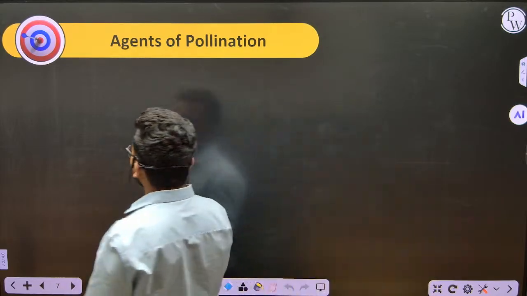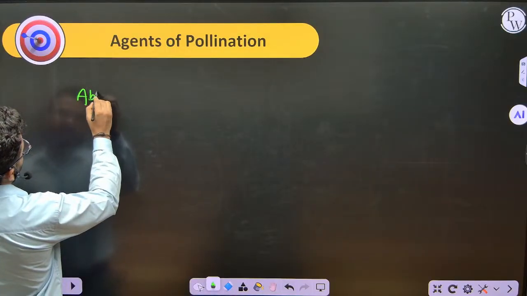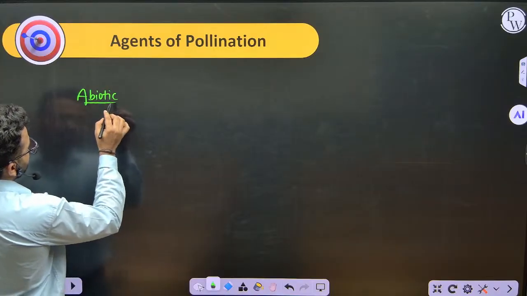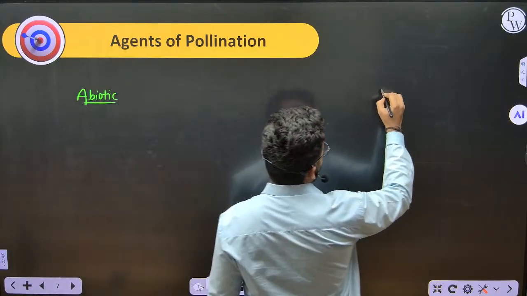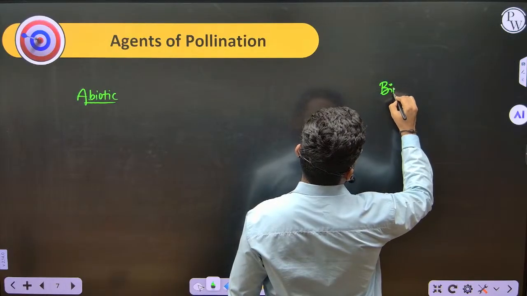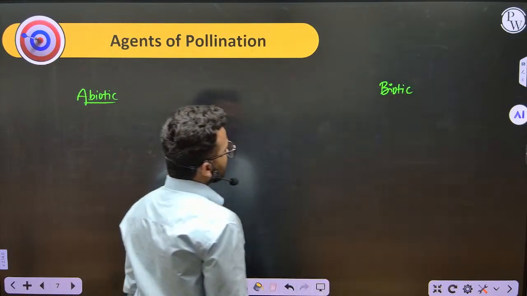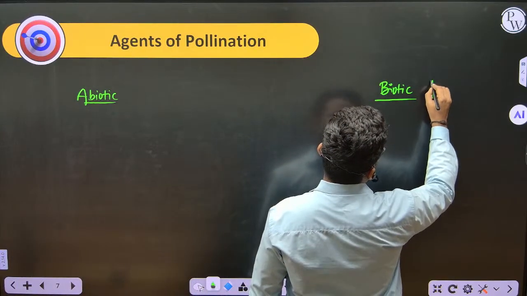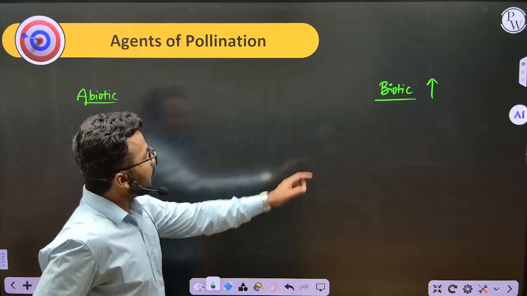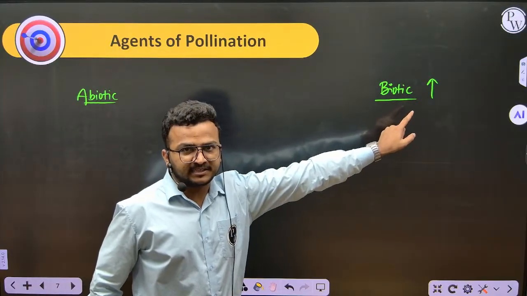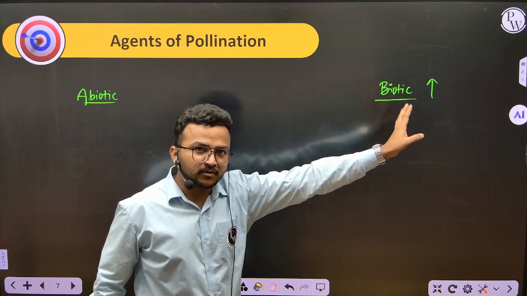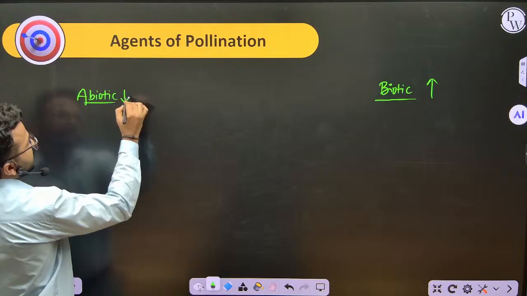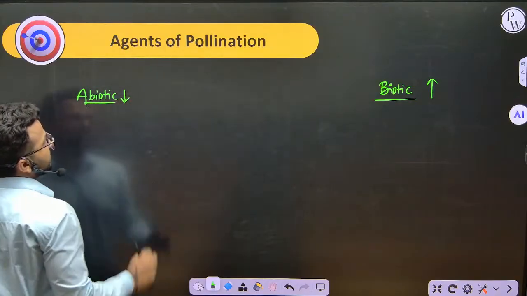So when we are discussing the abiotic agents, and another one is biotic agents. Compared to abiotic and biotic agents, most of the angiosperms pollinate with the help of biotic agents like honeybees, animals, insects and so on. So abiotic agents are comparatively less than biotic agents.